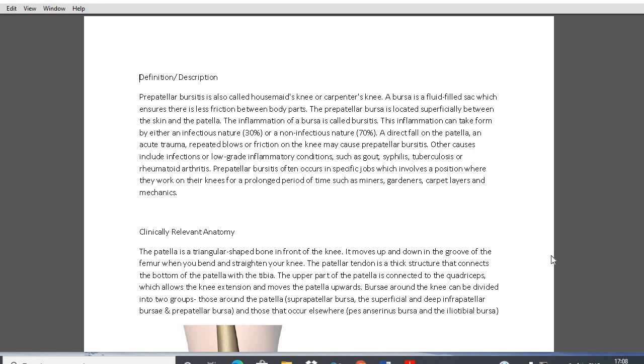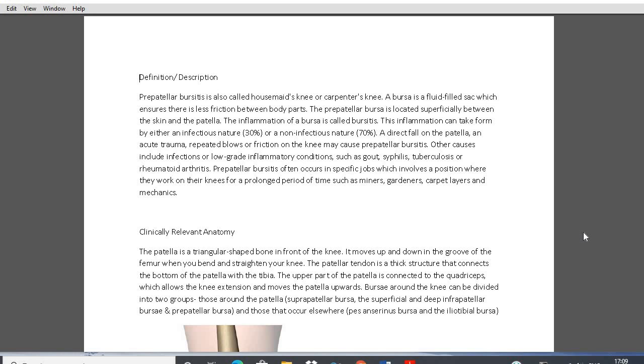Hello students. So today let us see about a condition called housemaid's knee or carpenter's knee, as it is popularly known, but actually it is pre-patellar bursitis, inflammation of a bursa. We have already seen in the last classes that a bursa is a fluid-filled sac which ensures that there is less friction between the body parts, or reduces the friction between the structures.